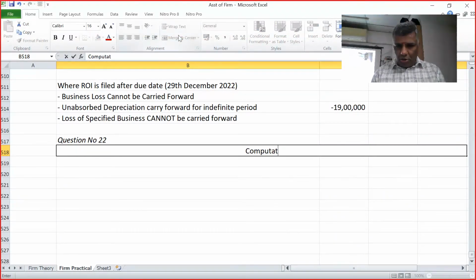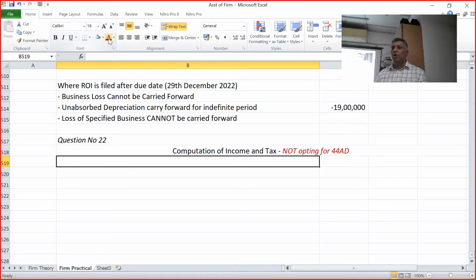Computation of income and tax, not opting for 44AB, not opting for presumptive computation. They are not opting for presumptive computation. Please work out in the same manner. Together we'll work out. Okay.